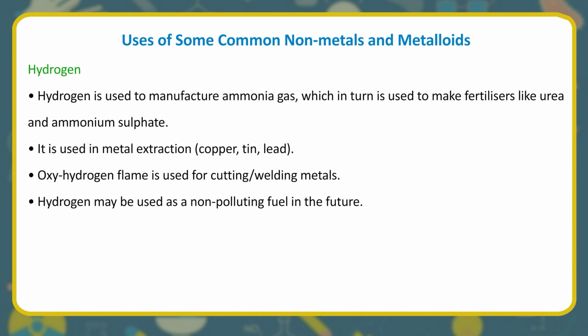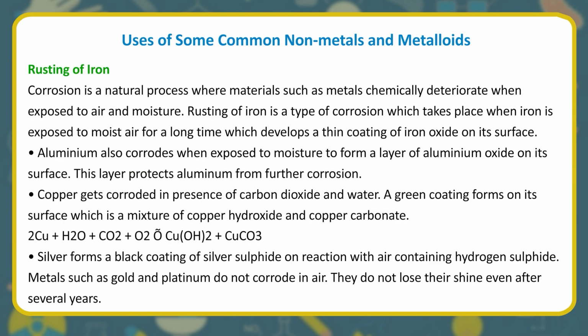Hydrogen. Hydrogen is used to manufacture ammonia gas, which in turn is used to make fertilizers like urea and ammonium sulfate. It is used in metal extraction: copper, tin, lead. Oxyhydrogen flame is used for cutting/welding metals. Hydrogen may be used as a non-polluting fuel in the future.